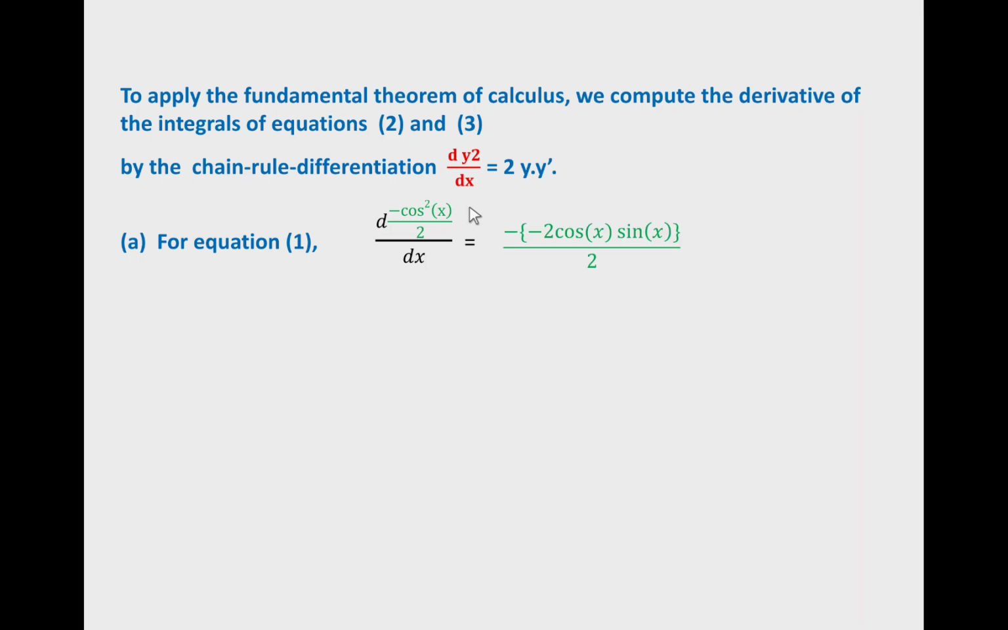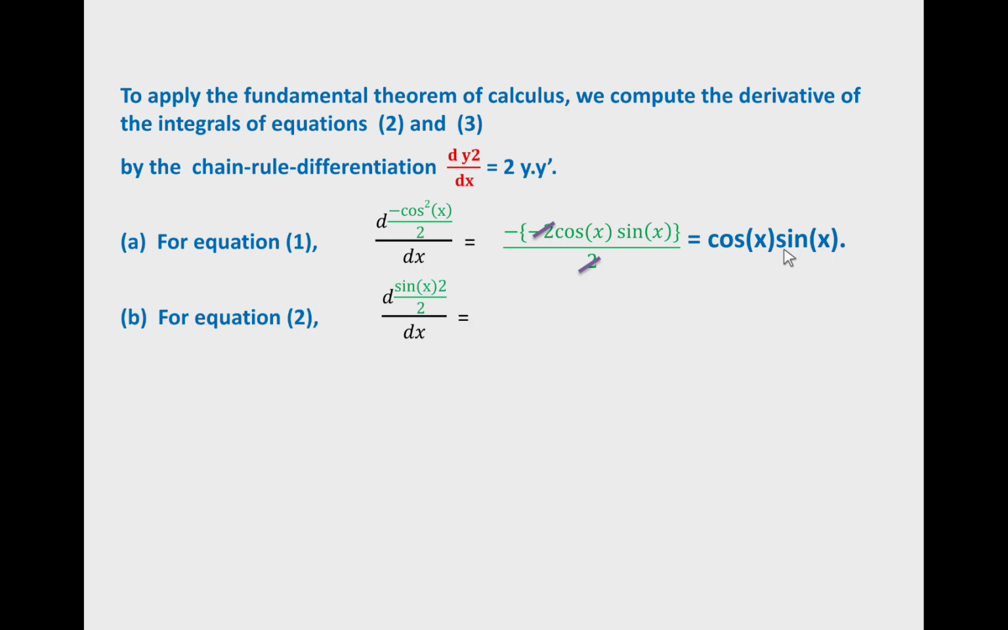So this is the derivative. The derivative of cosine square will give us 2 cosine, and we're preserving the negative. And then the derivative of cosine will give us negative sine. So the negatives are gone, and the 2 in the numerator and denominator we can cancel, and that will give us what we need, which is cosine x sine x. This verifies the case when we used y equal to cosine x.